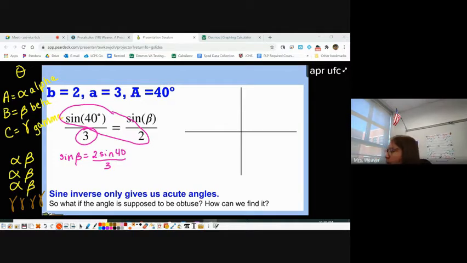But we don't want the sine of beta. We want beta itself. So how are we going to find beta? What finds angles? Inverse finds angles. So if you think of doing the sine inverse of both sides of the equation, sine inverse of sine cancels each other out, and that just gives us beta equals sine inverse of 2 sine 40 divided by 3.